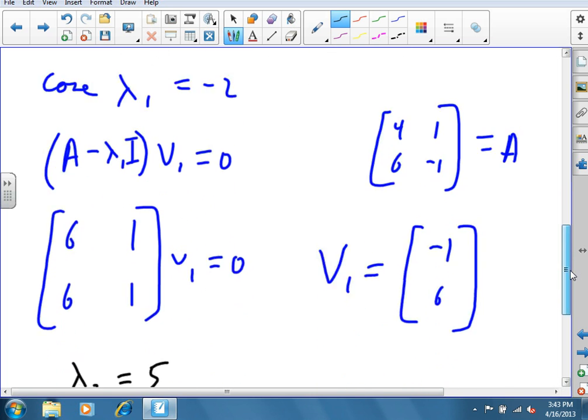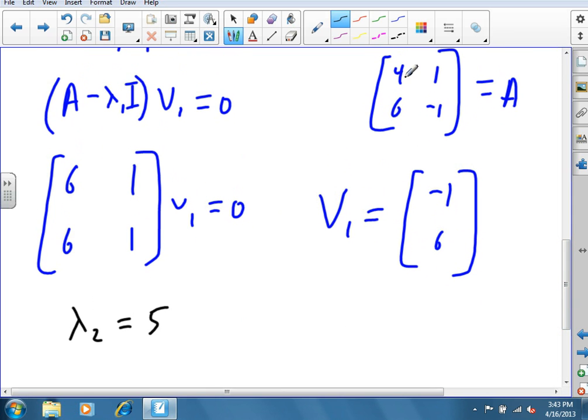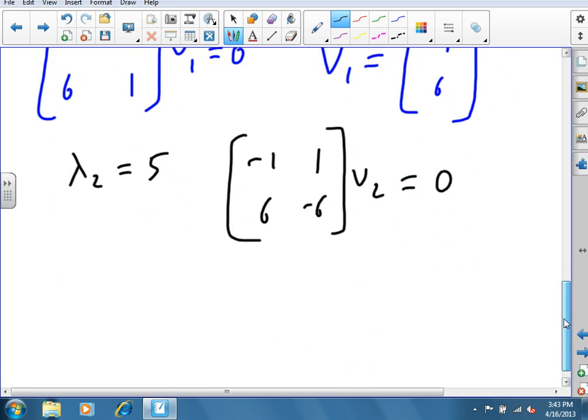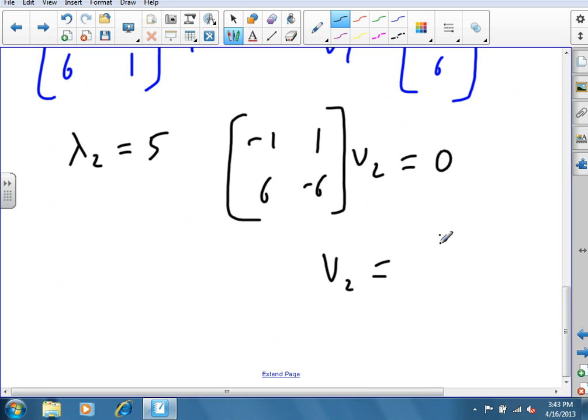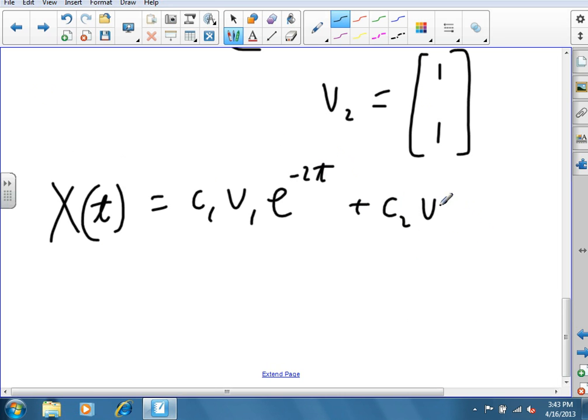Okay, so lambda 2 is 5. All right, so I've got that being the case. I've got minus 1, 1, 6, minus 6. V2 is equal to 0. All right, what's V2? V2 is equal to 1, 1. 1 minus 1 is 0. 6 minus 6 is 0. I'm all set. So now x of t is equal to c1 v1 e to the minus 2t plus c2 v2 e to the 5t.